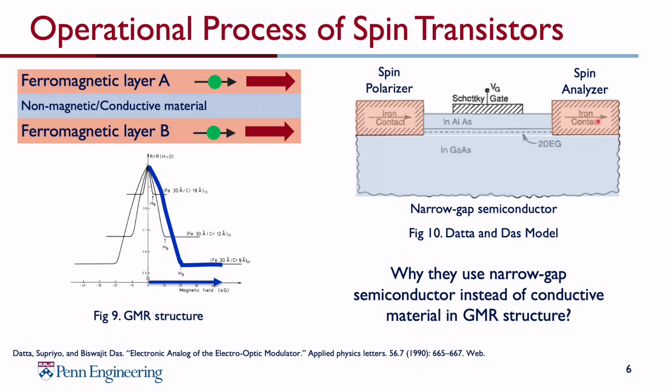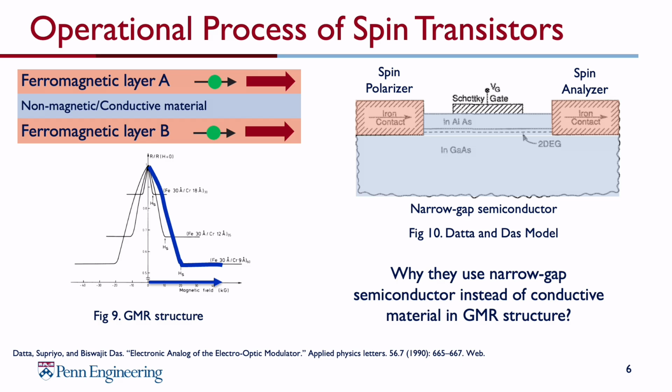Unlike the GMR structure, a narrow bandgap semiconductor is located in between the ferromagnetic materials for the Datta-Das model instead of conductive materials, as in figure 9. The reason they used narrow bandgap semiconductors such as indium gallium arsenide is that they provide strong spin orbit coupling for controllable spin precession and offer high electron mobility to preserve spin coherence over longer distances.